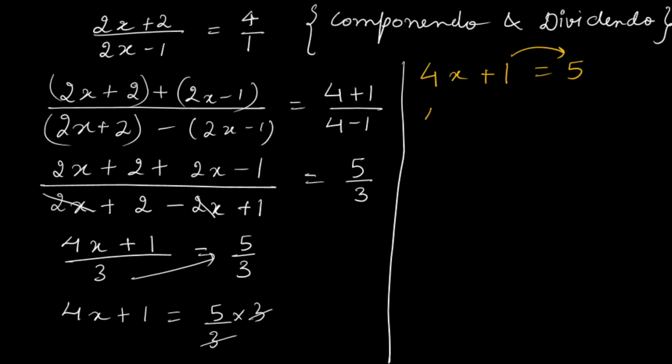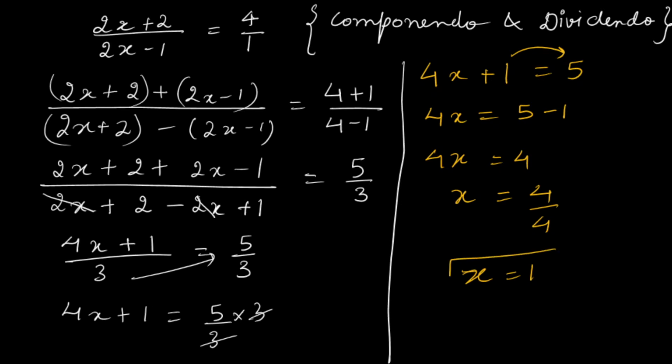When plus 1 shifts to the other side, we'll get 5 minus 1. So 4x is equals to 4. So x is equals to 4 by 4, which is equals to 1. So x is equals to 1.